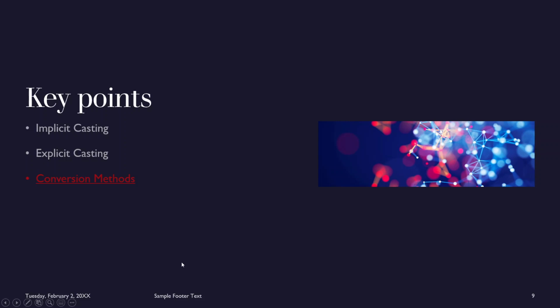Key points to know here: it's implicit casting, the definition of it, which I did describe below, and explicit casting. Conversion methods are the last thing we did, and conversion methods don't end here. We're going to be using them in our user inputs tutorial. Hope you checked it out.